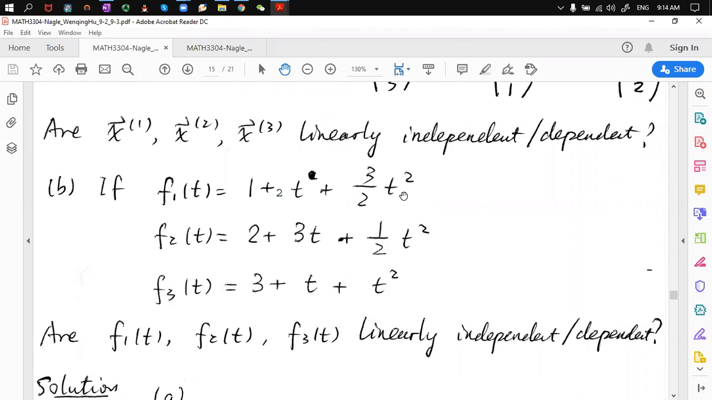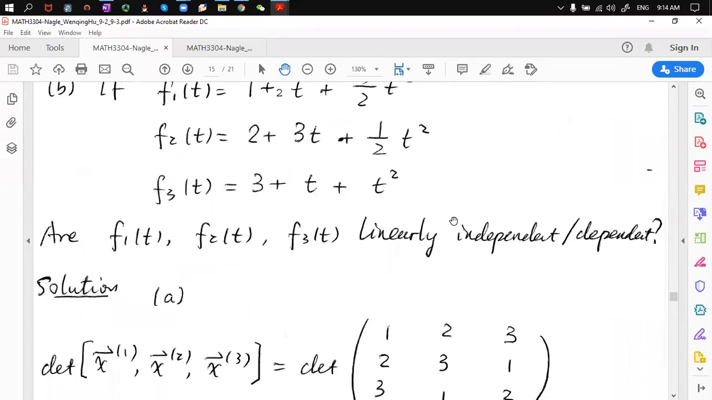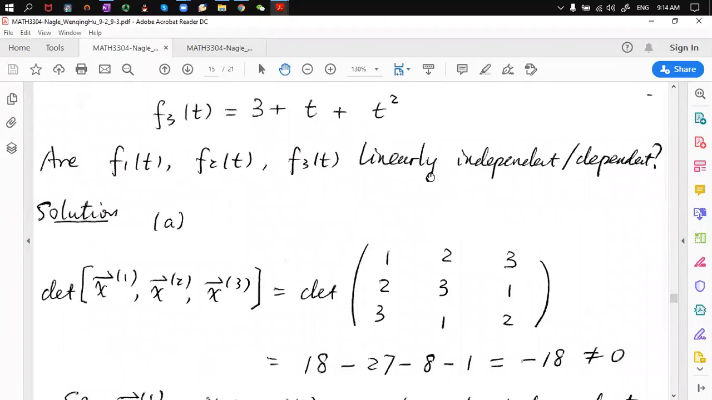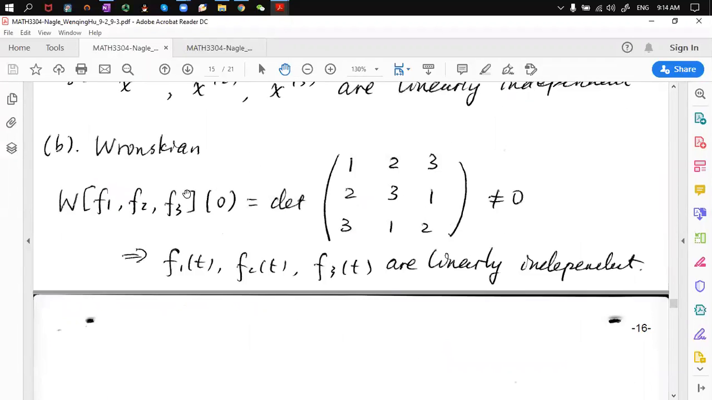What you should do? For this kind of functions, if you have a family of functions and you want to check whether they are linearly independent or dependent, what you should do is check the Wronskian. So you calculate the Wronskian.